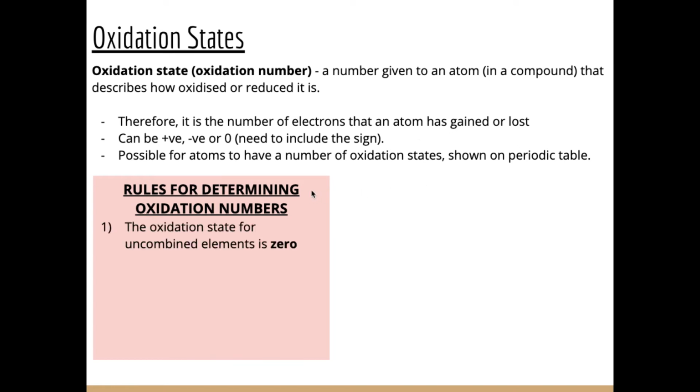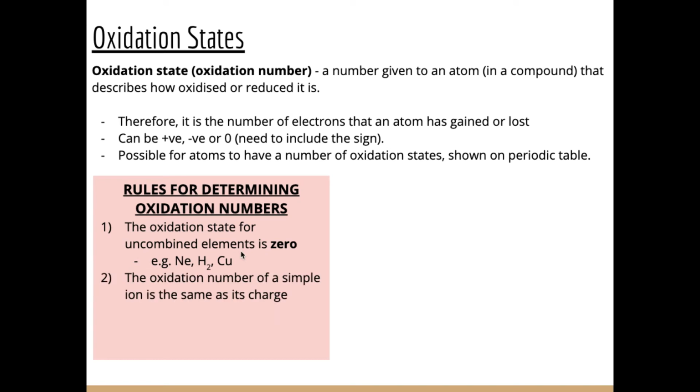How do we know what oxidation state they exist in? We have certain rules. We like a good rule. Rules for determining oxidation number. All right, first rule, the oxidation state for uncombined elements is 0. So if you just have an element like neon or hydrogen gas or copper, those are just 0. If it's uncombined with anything else, it's just a 0 oxidation state. Pretty easy. This one's also easy.